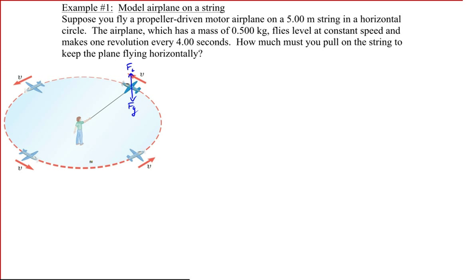Now, the object is moving in a circle, so what force is keeping the object moving in a perfect circle? That would be the string pulling inwards on it, and that is the force of tension. And that's what we're trying to find. What is the tension of the string? How much must you pull inwards?